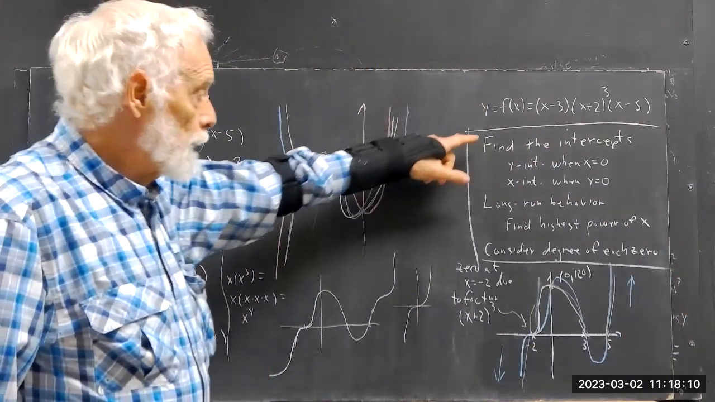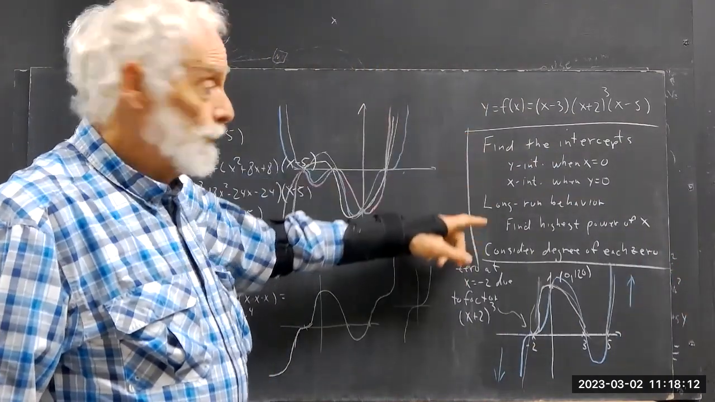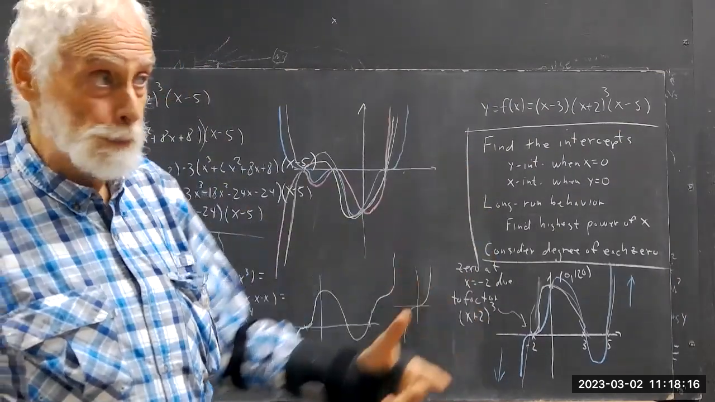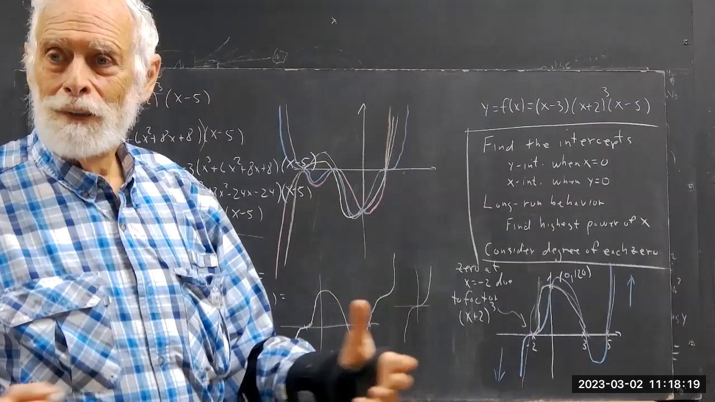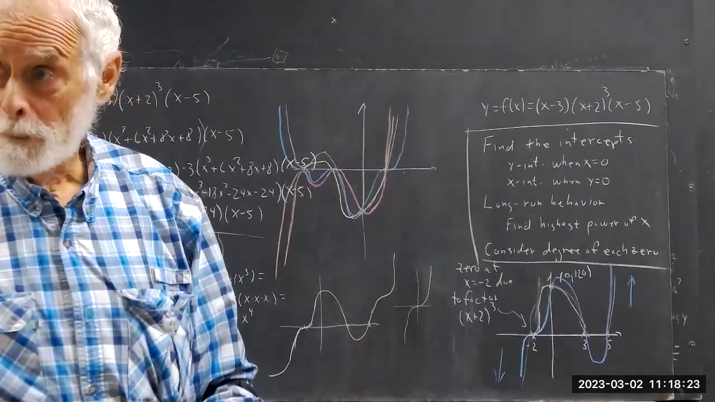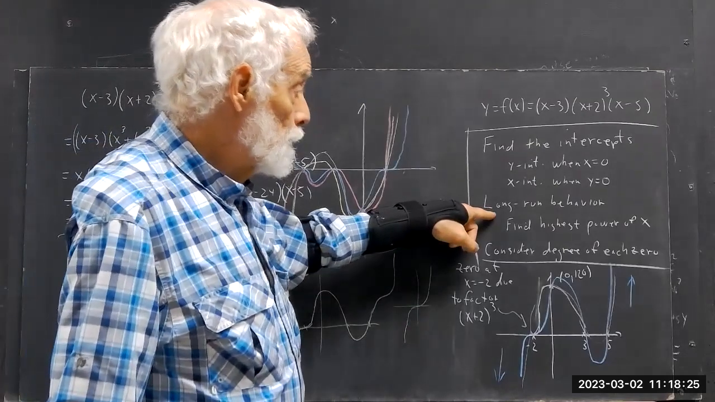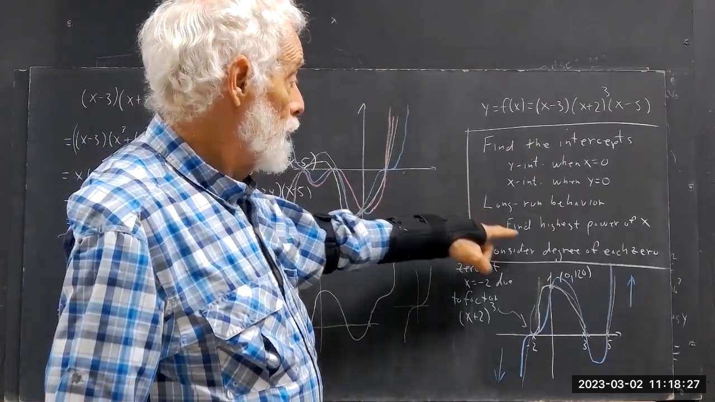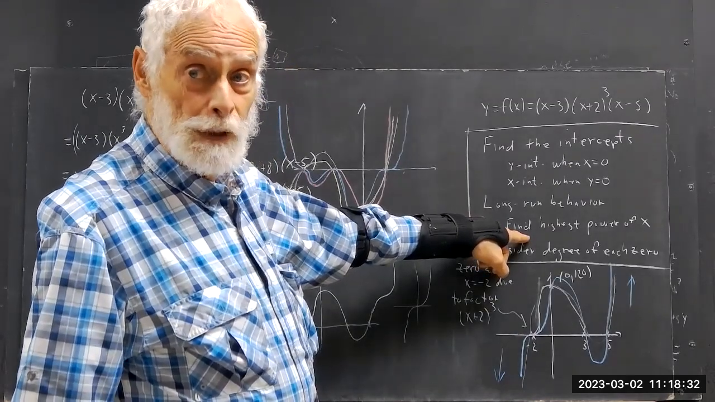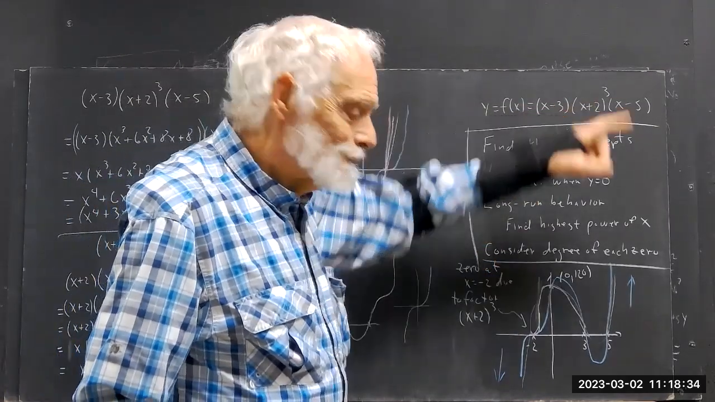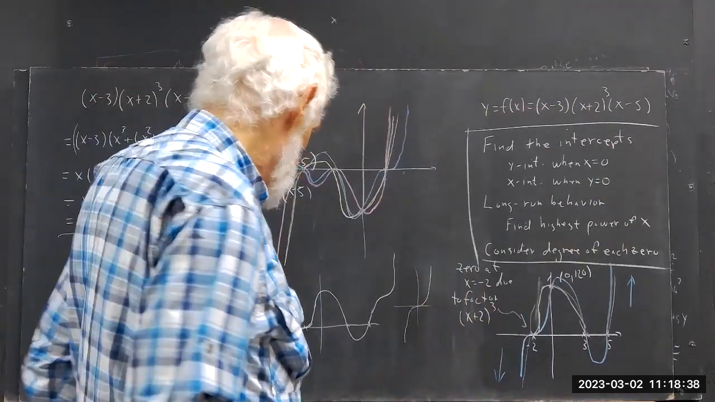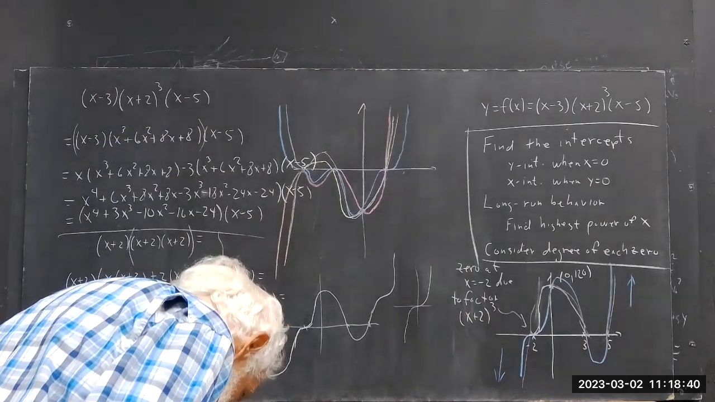You want to find the intercepts. The y-intercept occurs when x equals 0, the x-intercept occurs when y equals 0, something you can never not know. Any graph, you have to know that. Long run behavior, you find the highest power of x. Now, this is giving people a lot of trouble because people are having trouble with the distributive law. So you have to know the distributive law.